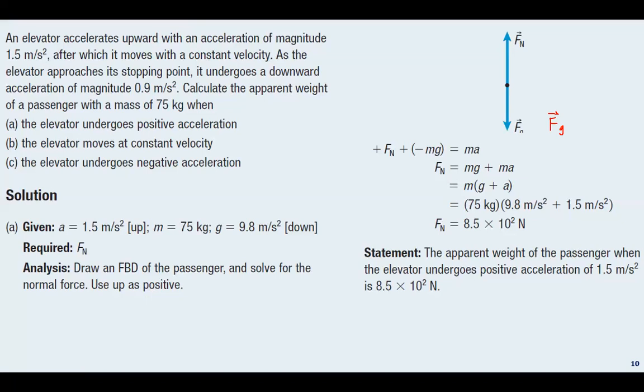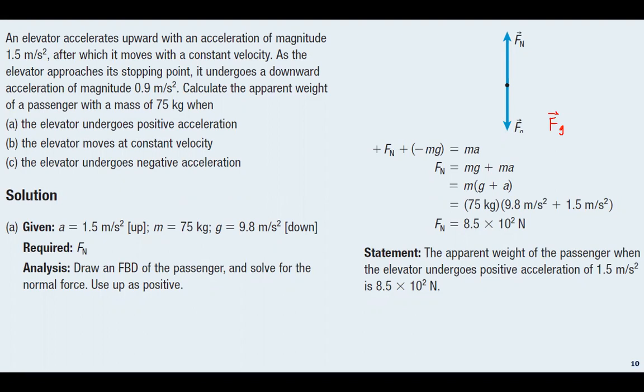So we have Fn equals mg plus ma, which is 75 kilograms times 9.8 meters per square second plus 1.5 meters per square second. And Fn is 8.5 times 10 raised to the power of 2 newtons. The apparent weight of the passenger is 8.5 times 10 raised to the power of 2 newtons when the elevator undergoes positive acceleration of 1.5 meters per square second.